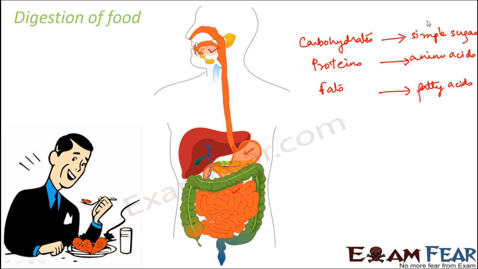So that means basically there is a change in composition that is taking place. Initially the food was in the form of carbohydrate, protein or fat, but now the food gets broken down into its simplest form. Since there is a change in the chemical composition, this is also a chemical change. Initially the food was in complex form, now it is in simpler form, and this change involves a change in chemical composition, so it is an example of a chemical change.